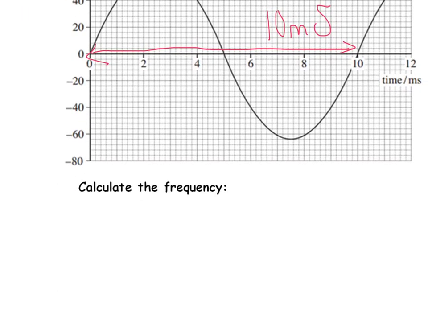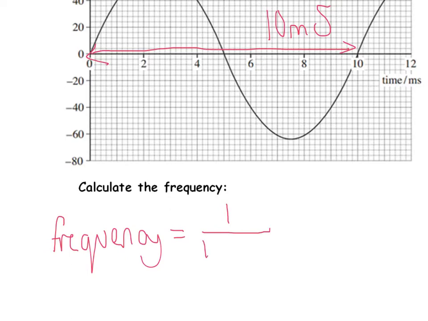Okay, let's bear that in mind going to this bit. So it takes 10 milliseconds to do one waveform. We want to know how many you can get in a second, because that's what the frequency is. So frequency would be 1 second divided by the time for one waveform, so that's 10 times 10 to the minus 3, which should give you an answer of 100, and we measure frequency in hertz.